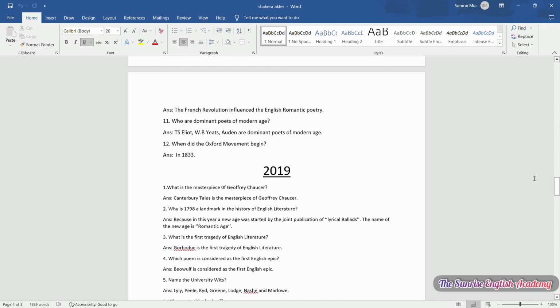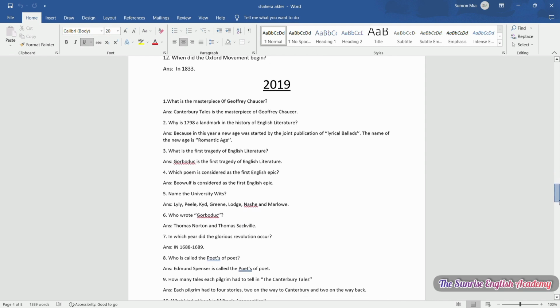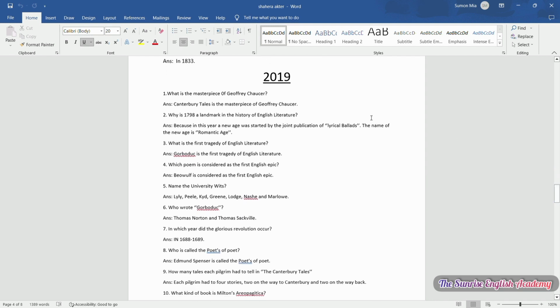2019 সালের 1 নম্বর কোশ্চেন হচ্ছে What is the masterpiece of Geoffrey Chaucer? Answer. Canterbury Tales is the masterpiece of Geoffrey Chaucer. 2. Why is 1798 a landmark in the history of English literature? Answer. Because in this year a new age was started by the joint publication of Lyrical Ballads. The name of the new age is Romantic Age.